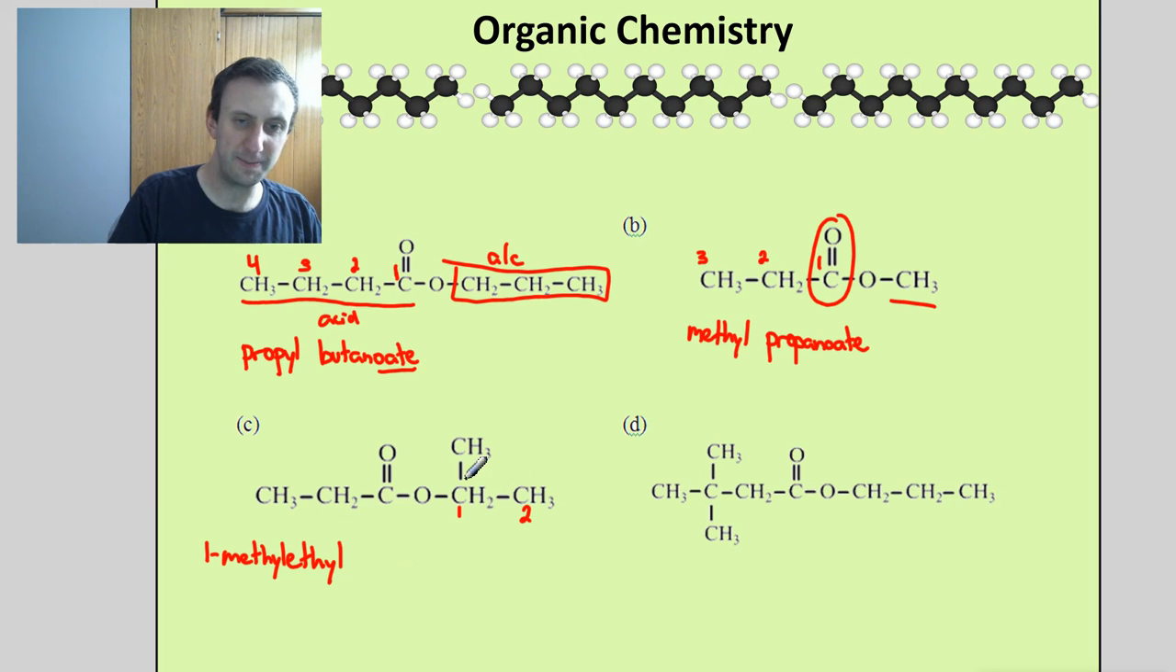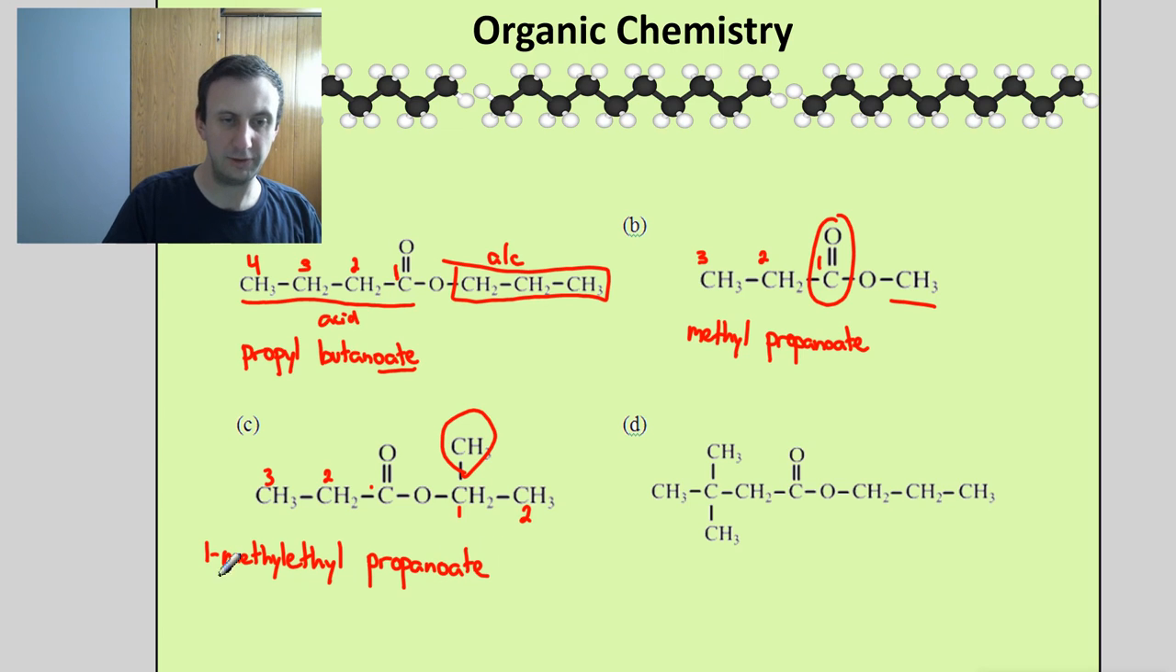Okay, so 1-methyl, that's the branch. Ethyl, that's the alcohol portion of the ester. Now I leave my space and I have 1, 2, 3 carbons for the carboxylic acid portion. So that's propanoate. So 1-methyl ethyl space propanoate is the name for that one.